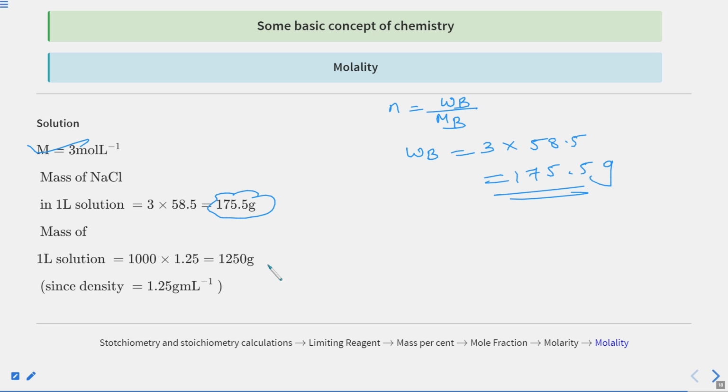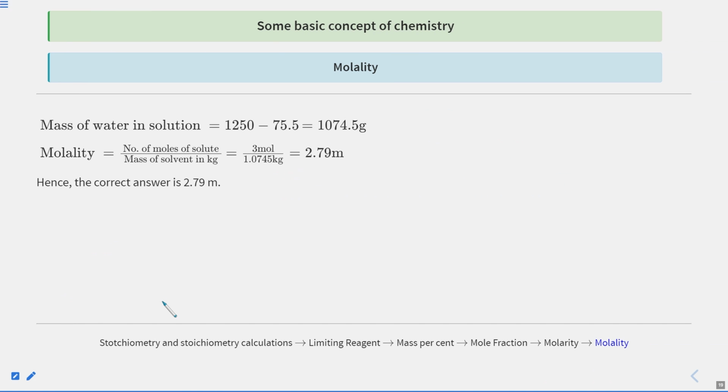Mass of 1 liter of solution is 1250 gram. Mass of 1 liter of solution we have calculated 1000 into 1.25. This is volume and this is density. Volume into density gives mass, since density is equal to 1.25 gram per milliliter. Mass of water in solution, this is solvent. So we have calculated mass of water. Mass of water is what? 1250 minus 175.5.